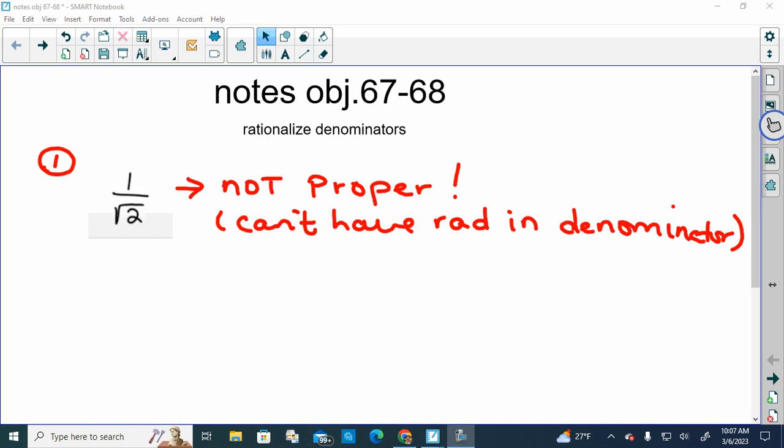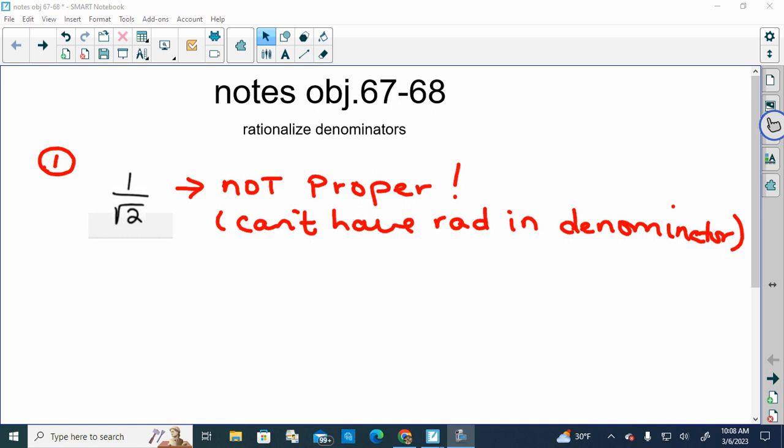Okay, 67 and 68, both of those objectives were rationalizing the denominator, so I didn't write the objective number twice. Okay, so 1 over rad 2. Just like when we had exponents and exponents had negative numbers, if you have a negative number in the denominator, we say that that's not proper, or in the top is not proper. So we always move it down to the bottom to make the exponent positive, or move it up to the top to make it positive, okay? Really the only time you see negative exponents is with scientific notation. Okay, so this is similar.